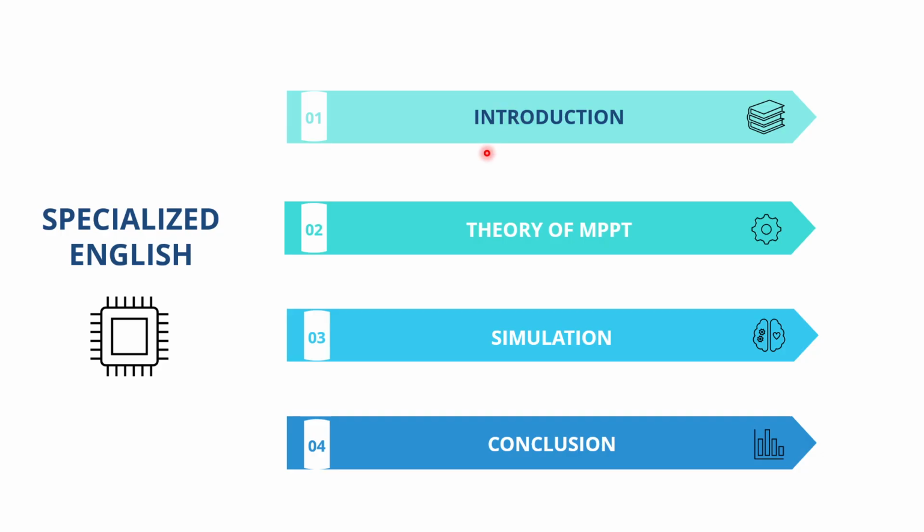And part 2, we go to the theory of MPPT. I will explain why we need MPPT and how the P&O MPPT algorithm works. And we get to part 3, simulation. My partner Phi will show us the simulation on MATLAB and then he will make a conclusion.